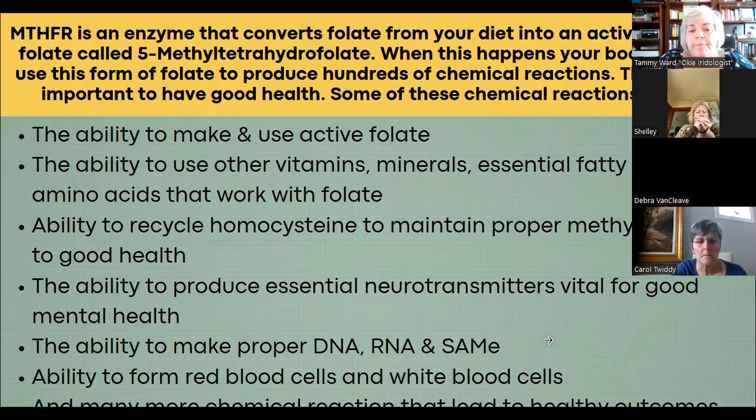The ability to form red blood cells and white blood cells, and many more chemical reactions that lead to healthy outcomes. So that's what that enzyme is responsible for.